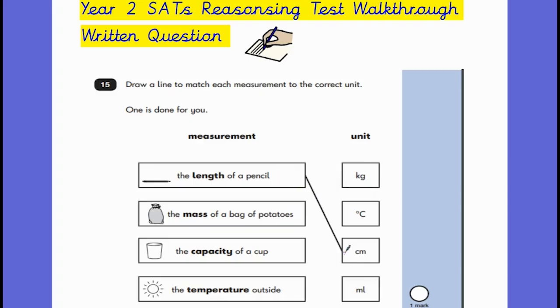So knowing that to measure a pencil we would use centimeters, to measure the weight of a bag of potatoes, we would use kilograms. The capacity of a cup, how much liquid a cup can hold, we would use milliliters.